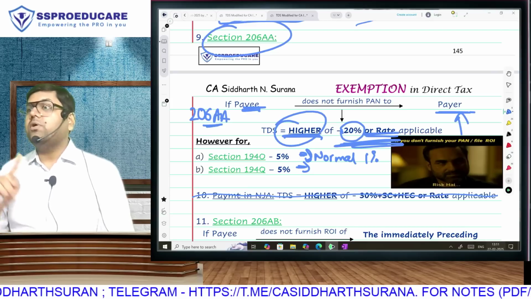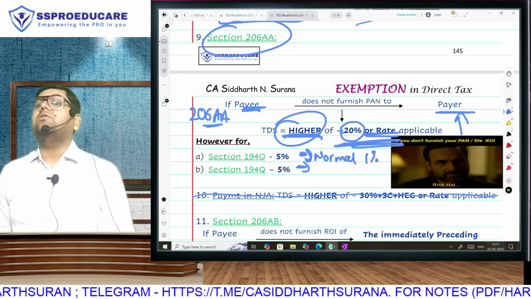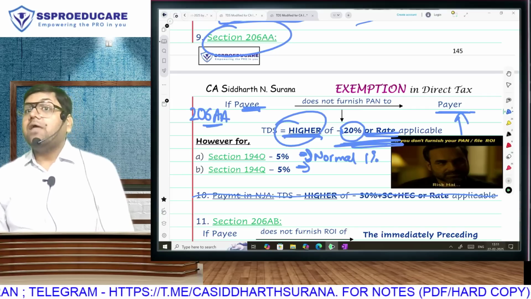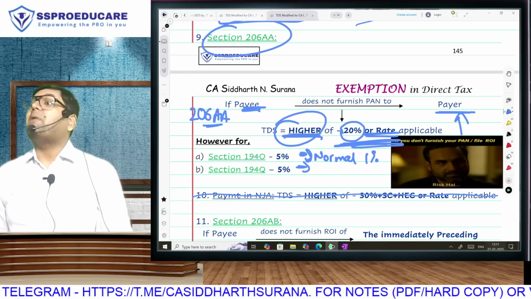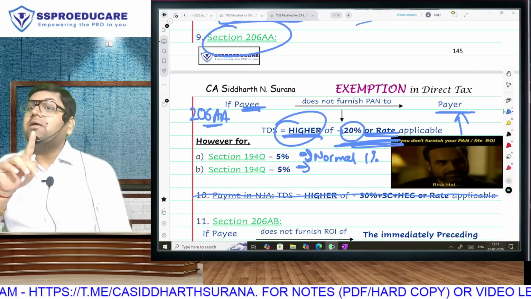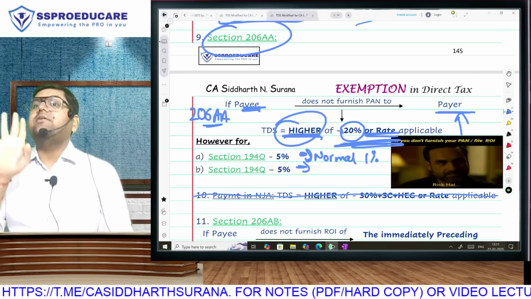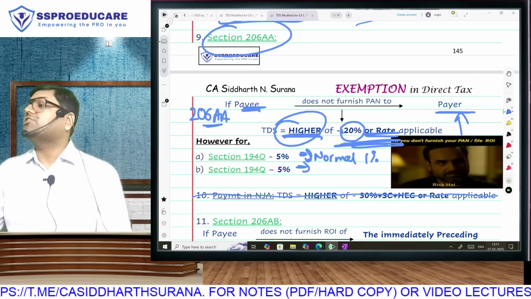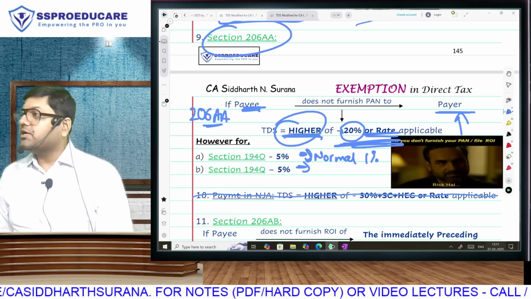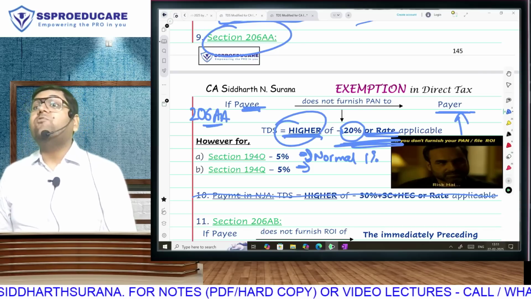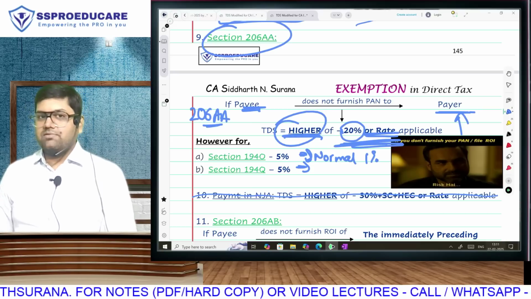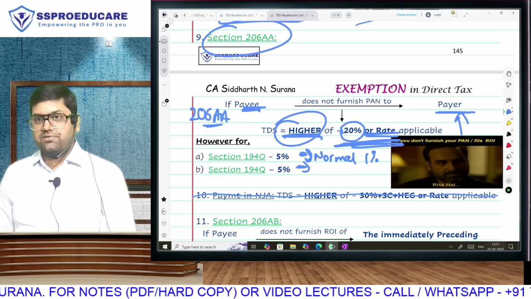When Zomato is making payment, Zomato will be called the e-commerce operator because they are owners of the app, and the restaurant will be called the e-commerce participant. So can I say ECO will pay ECP, Zomato will pay the restaurant and deduct 1% TDS. That is section 194O. But if you don't furnish PAN, that won't become 20%, it will become only 5%, because 20% will be very high in these cases.